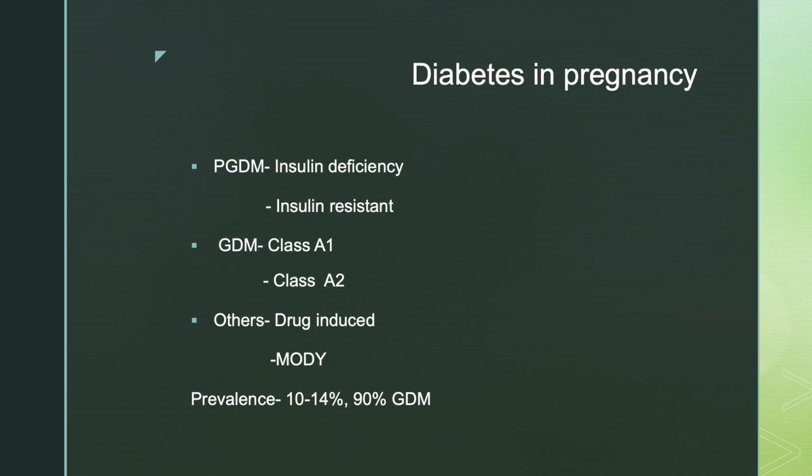We may come across, rarely, other types of diabetes like drug-induced or maturity onset diabetes of the young. And if we consider the prevalence of diabetes in pregnancy, it may come around 10 to 14% in our country. Of these, 90% will be gestational diabetes.